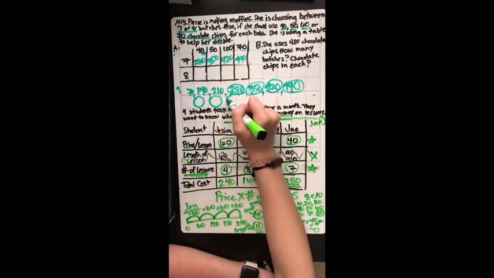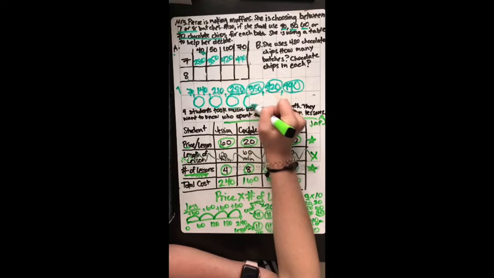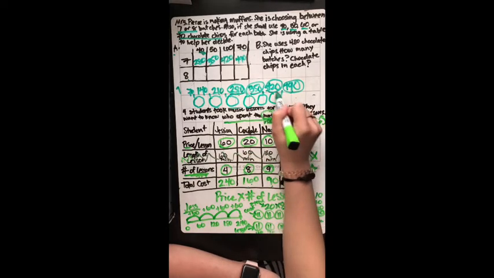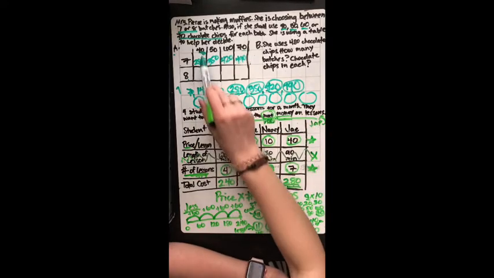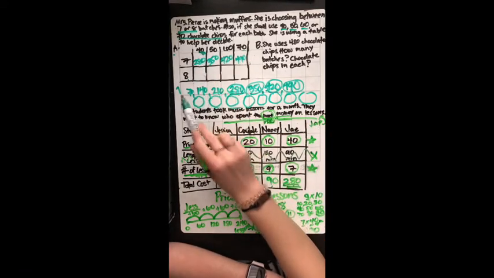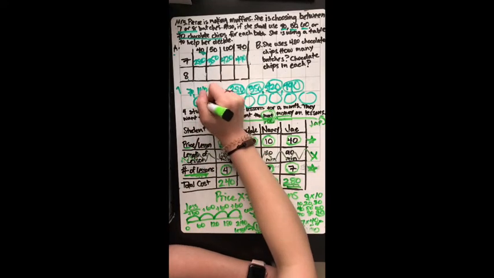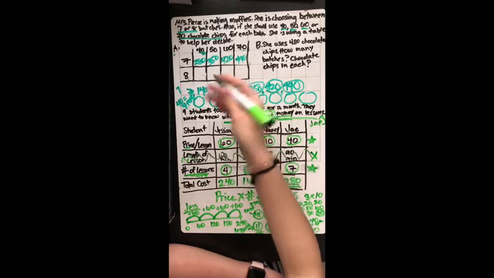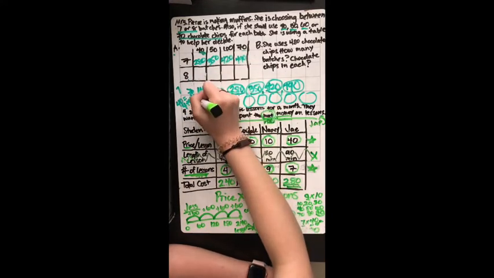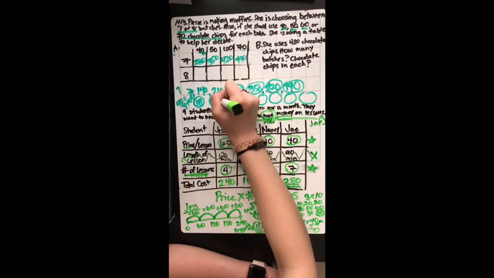8 circles. 1, 2, 3, 4, 5, 6, 7, 8. Now, for this first batch, there were 40 in each. I know that 40 equals 4 10s. So I'm going to use 4 10s rods to help me figure it out. 1, 2, 3, 4.